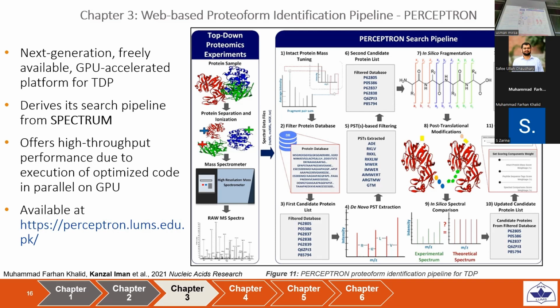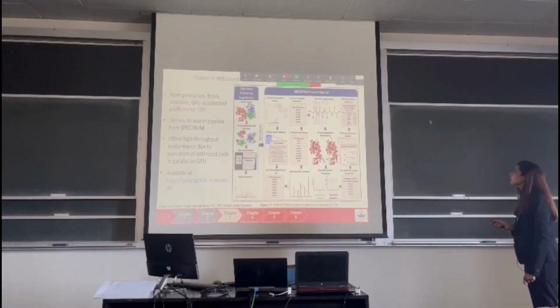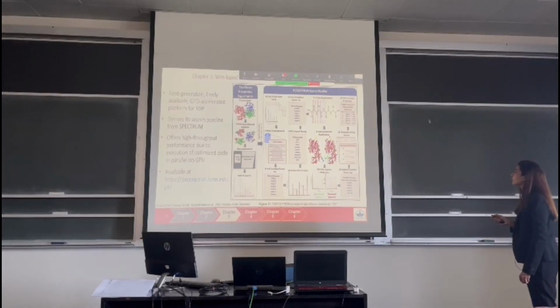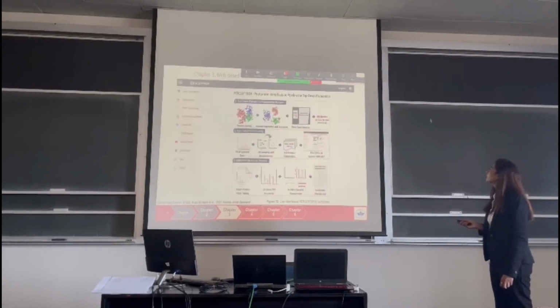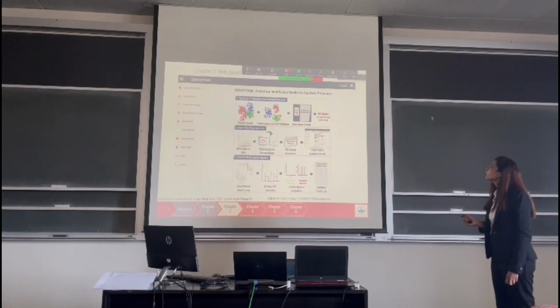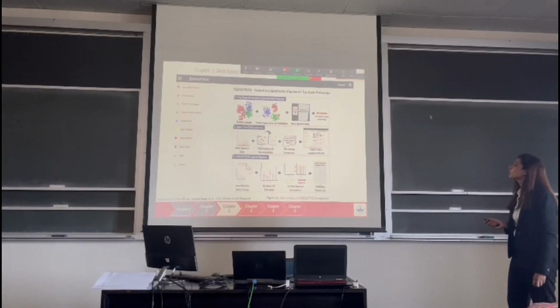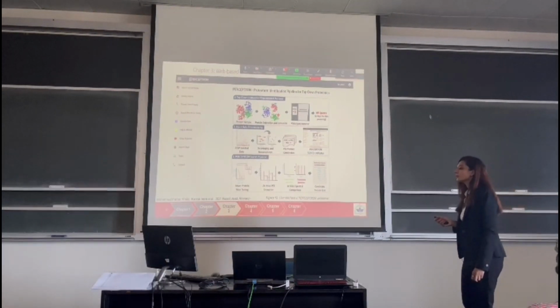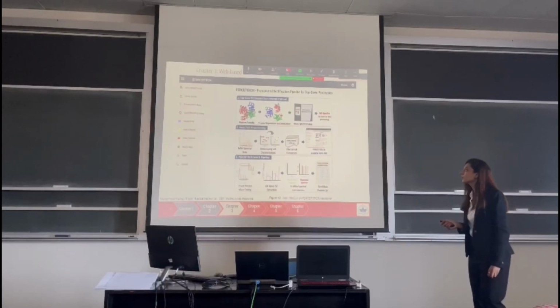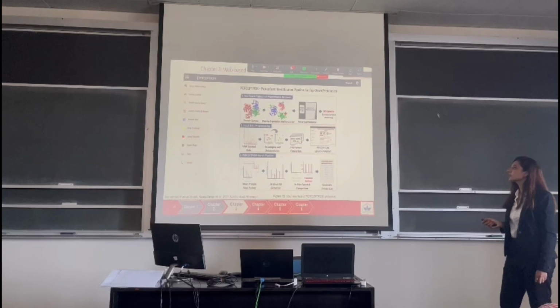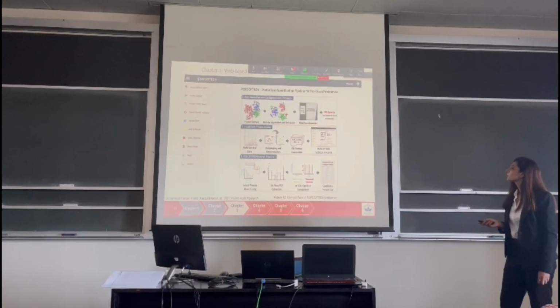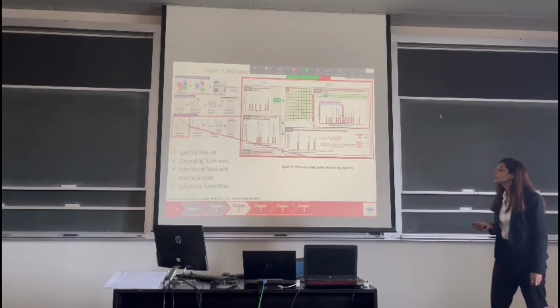As happens in Spectrum, the spectral data is first subjected to in silico intact protein mass tuning. Then it is subjected to PhD filtering and moving on to in silico fragmentation, as a result of which we get the updated candidate protein list. This is what the UI looks like. Perceptron offers an intuitive graphical interface, web forms for input of search parameters, as well as for visualization of search results.